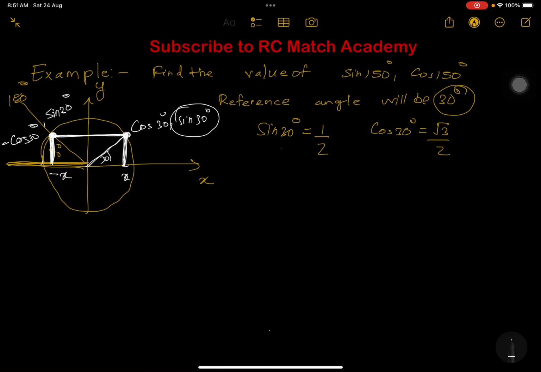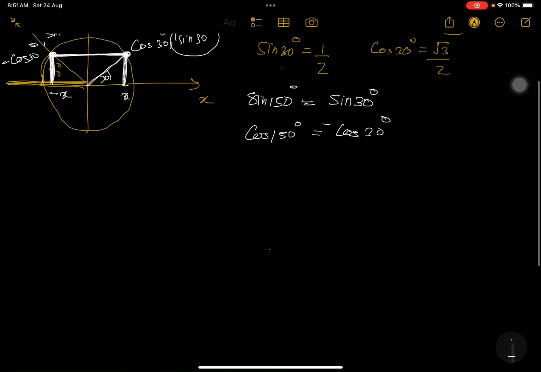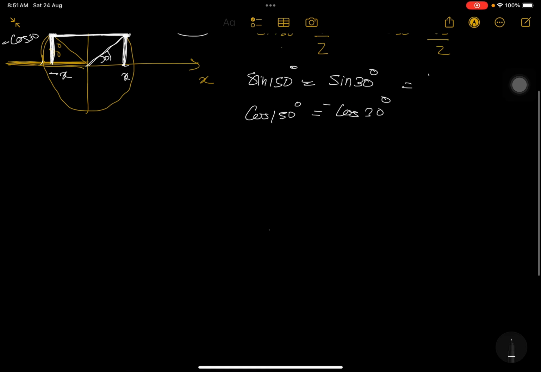So the sine 150 value is going to be sine 30 degree. Cos 150 is going to be minus cos 30 degree. So sine 150 is half, and cos 150 is going to be minus root 3 by 2.